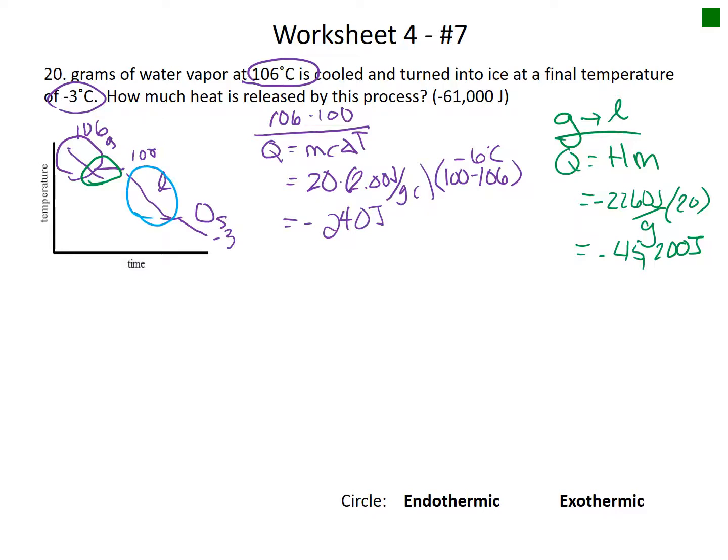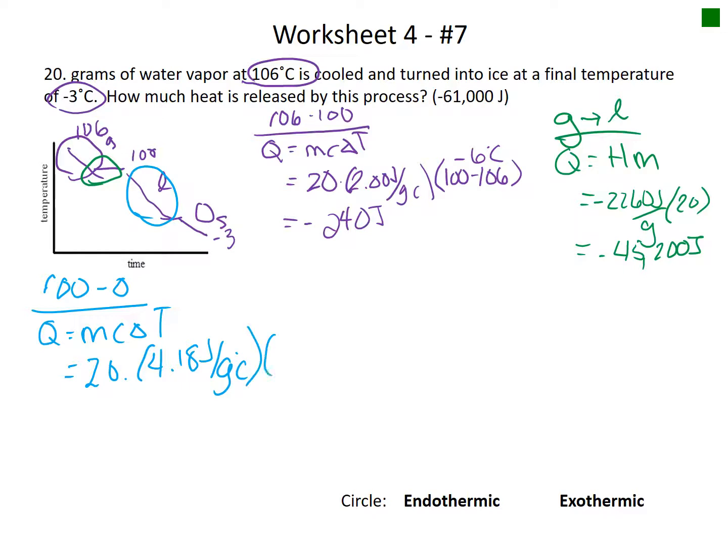The next stage that I'm going to deal with as far as calculations is the transfer of energy between 100 and 0 degrees Celsius, where I'm cooling my water. So this would be 100 to 0. And for that, because I am undergoing a temperature change, once again, it would be an MCAT formula. Mass in this case is going to be 20 grams. The C for liquid is 4.18 joules per gram degrees Celsius. And my temperature change is final minus initial, so it's 0 minus 100, which is -100. When you multiply this out, you're going to get -8,360 joules.